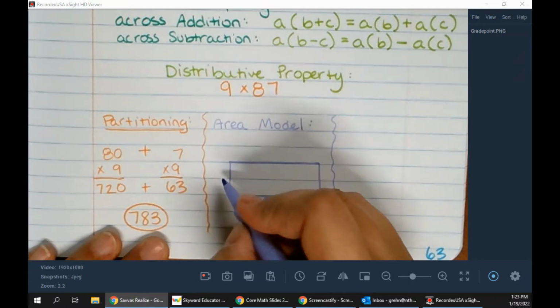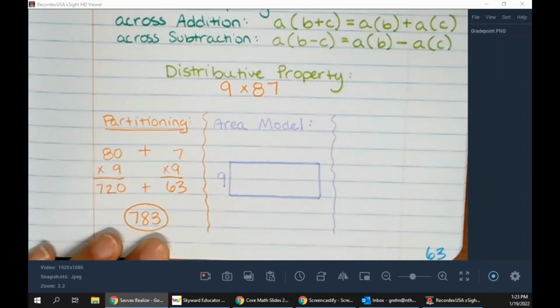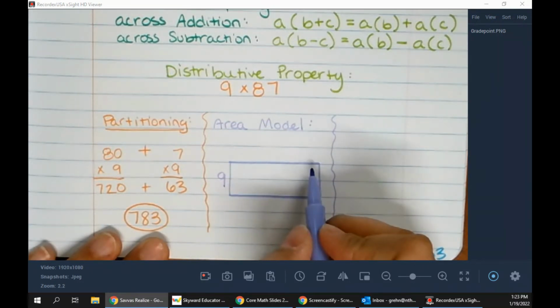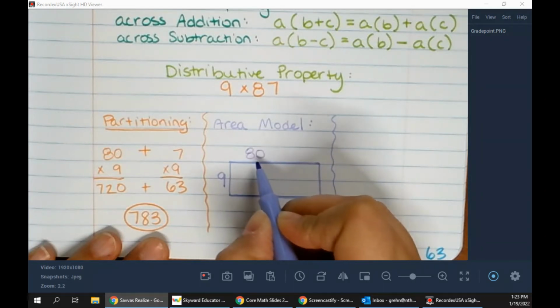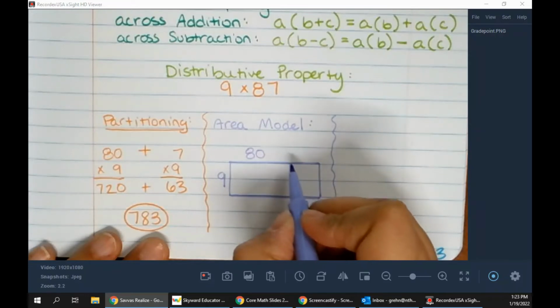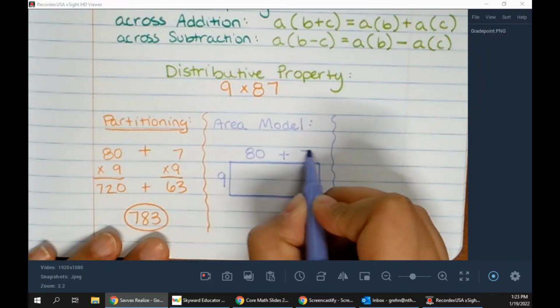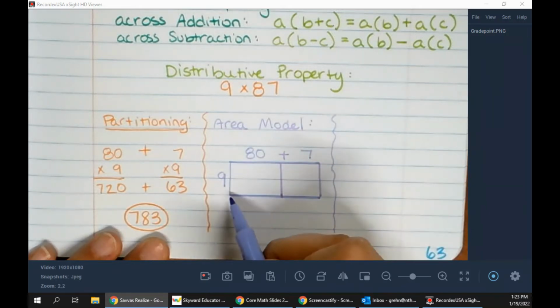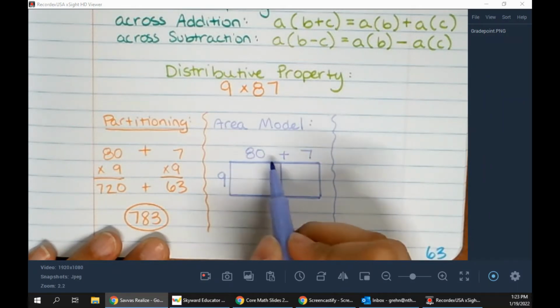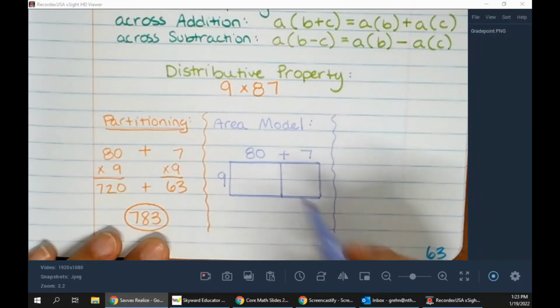And so what I'm going to do is use these numbers as my length and my width. So I'm going to take that smaller number, put it off to the side here, and then instead of putting 87 up here, I'm going to break it down into easier numbers. A lot of times numbers that are multiples of 10 are good to use. So I can think of this as 80 plus 7. And so I'm going to separate this into two rectangles. One has a length and width of 9 and 80, and the other one 9 and 7.